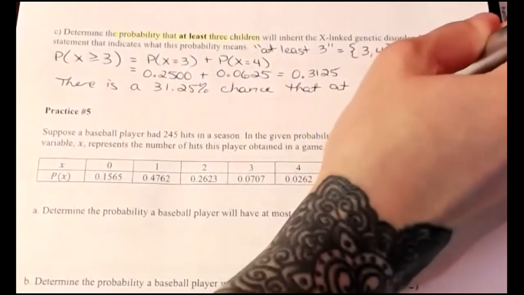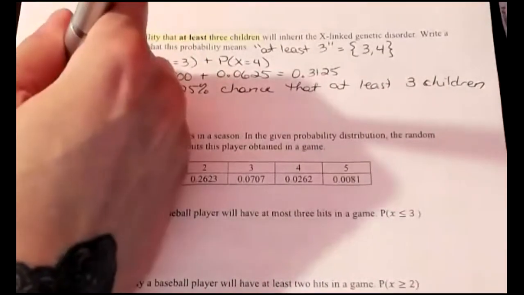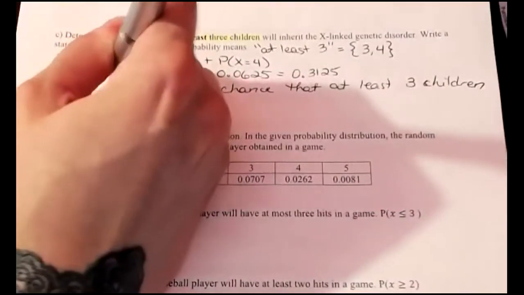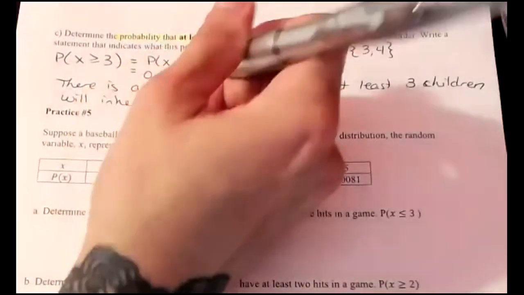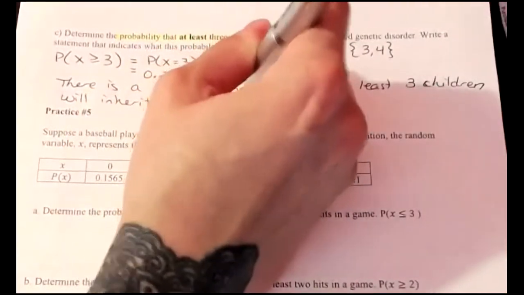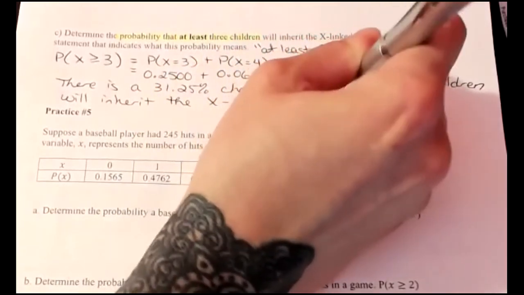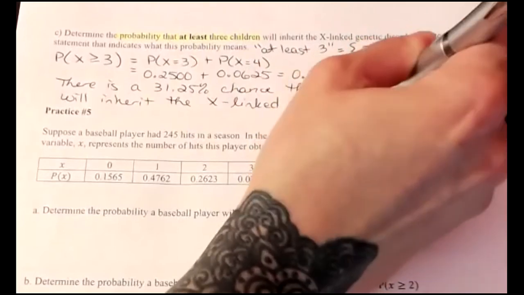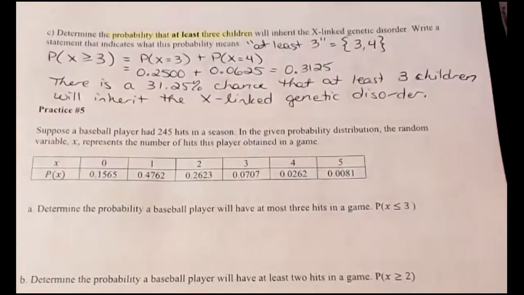Yes. Perfect. I'm just catching up. Beautiful. Inherit, this time I spell it right. The X-linked genetic disorder. Perfection. Donna, thank you so much. And Jenny, thank you so much as well. Beautiful. There's a 31.25% chance that at least 3 children will inherit the X-linked genetic disorder.